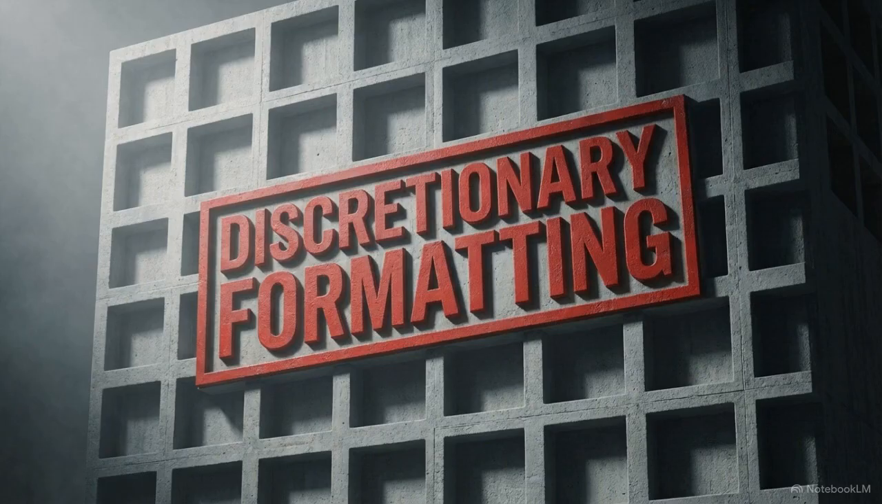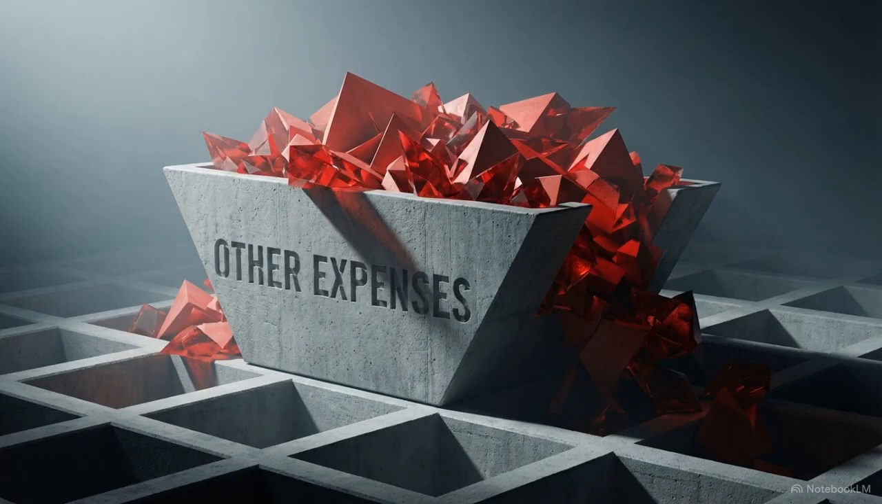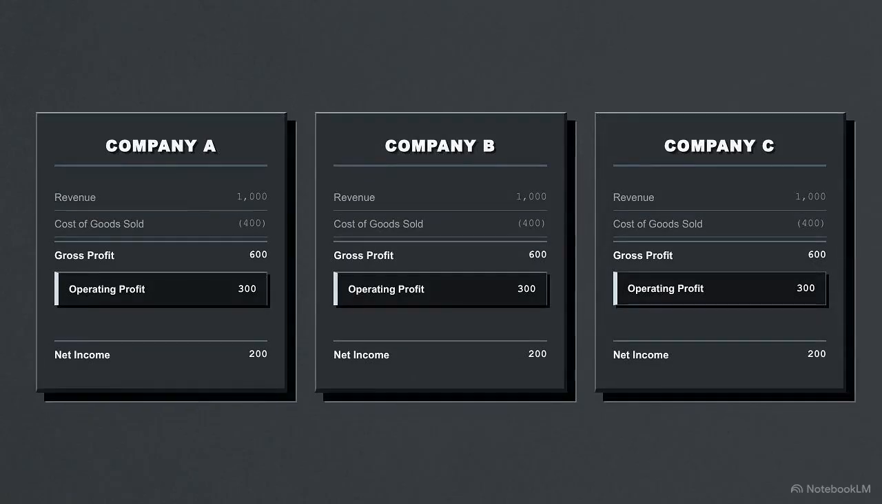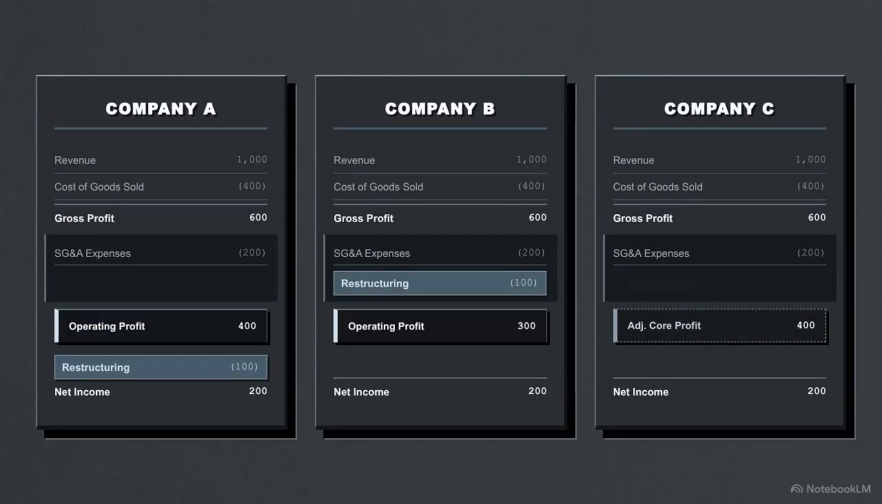This practice has a specific name in financial analysis: presentation-based earnings management. Executives invented bespoke subtotals, hid costs in vague aggregate buckets, or moved expenses outside operating performance. This side-by-side comparison of three identical companies makes the flexibility obvious. When we expand the operating profit row for each, Company A excludes restructuring, Company B leaves them in, and Company C uses a custom subtotal.